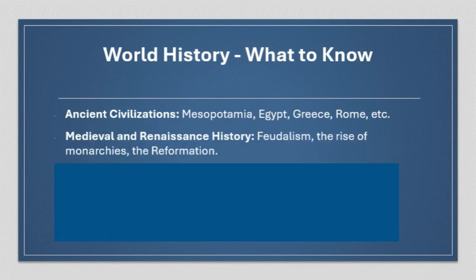Medieval and Renaissance history: feudalism, the rise of monarchies, the Reformation. The medieval period in Europe was dominated by feudalism, a social and economic system where land was exchanged for military service. Kings and queens were at the top, but real power often rested with nobles and knights who controlled large estates. Understanding feudalism helps explain how societies were structured and why power was decentralized in many regions.